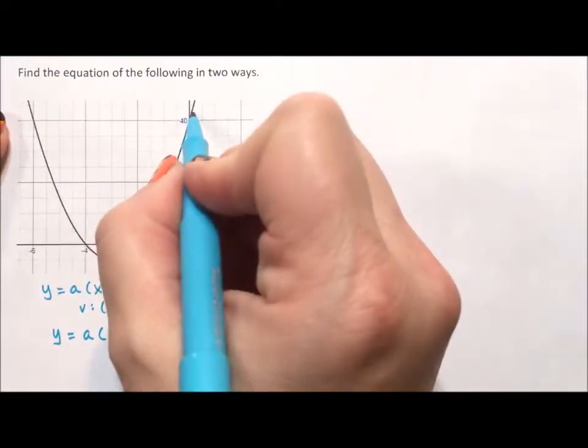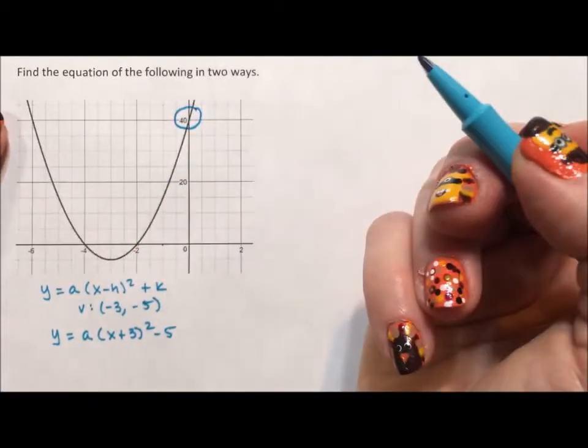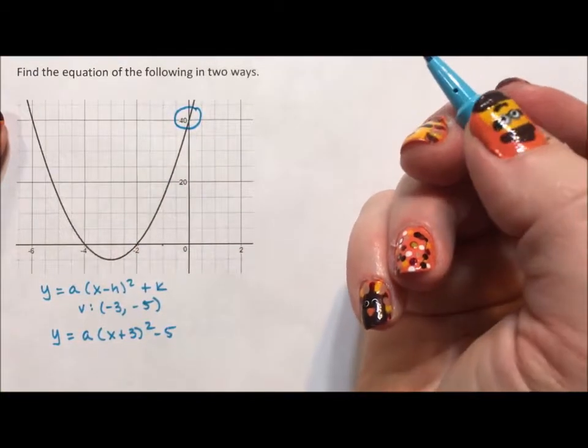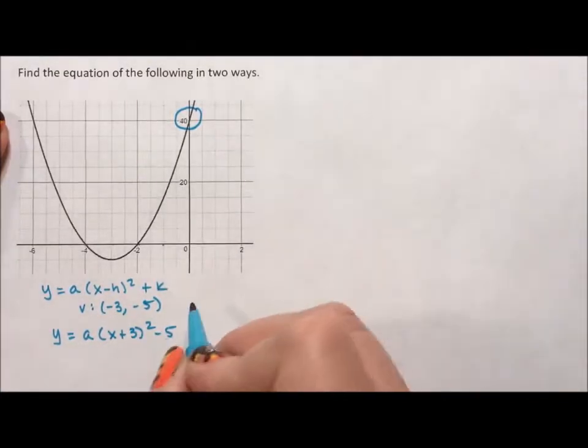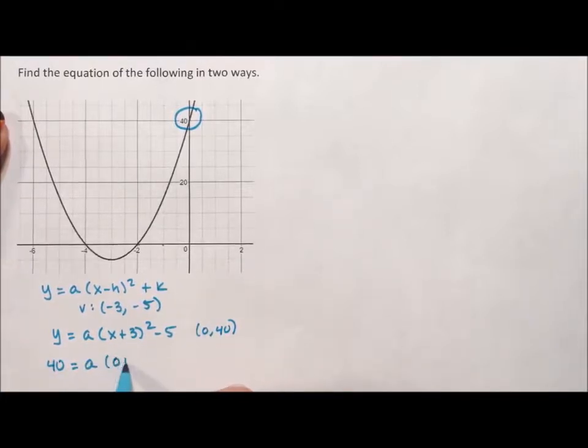From there, I'm going to use the y-intercept. I could use any point, but the y-intercept is hands down the easiest one to use. So the y-intercept is (0, 40). I'm going to put in 40 for y and 0 for x.